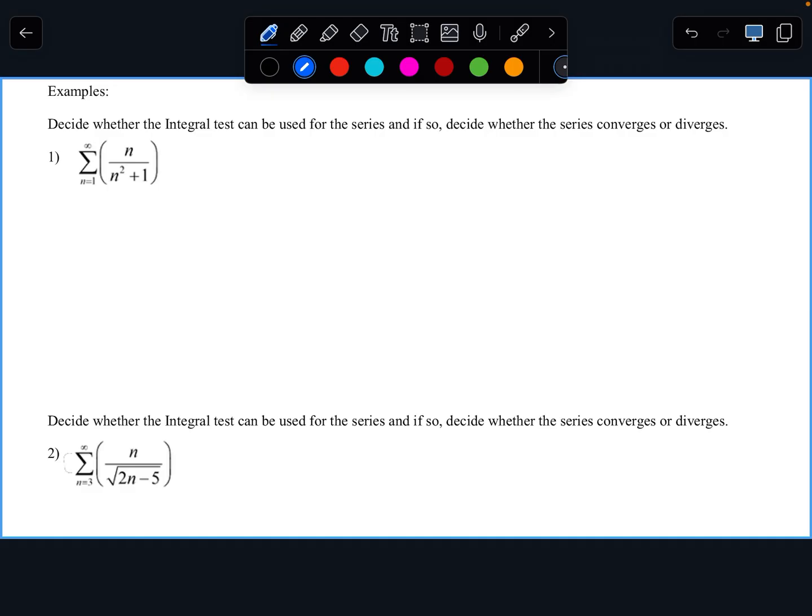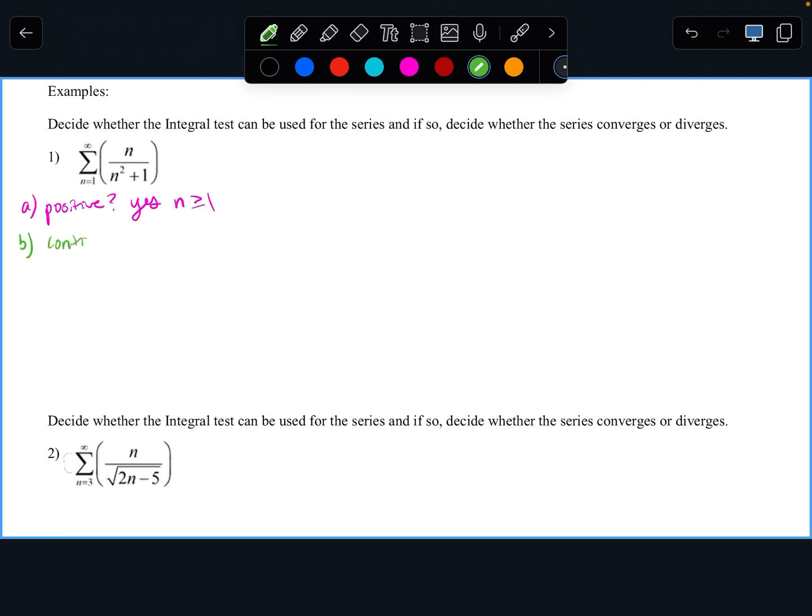Decide whether the integral test can be used. So the first thing you need to do is decide if it's positive all the time. So you're plugging in 1 and anything later, right? So 1, 2, 3, 4, 5, 6, 7, 8, 9, 10. Yep. n is greater than or equal to 1, right? Because the numbers you're plugging in are never negative. It's always positive numbers you're plugging in. So that checks.